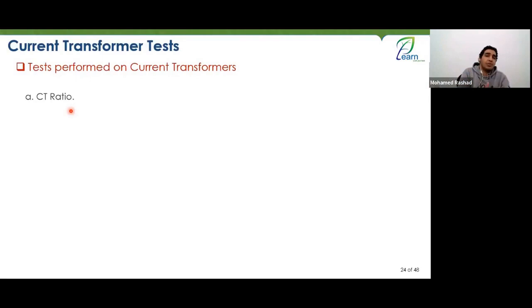Here, I want to make sure of this. I will inject a current, for example. But ultimately, I want to ensure that the secondary current comes with a value whose error does not exceed the class of the current transformer.